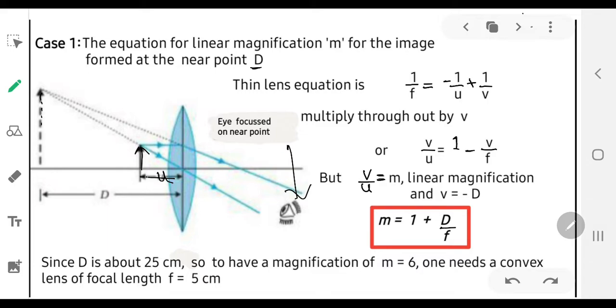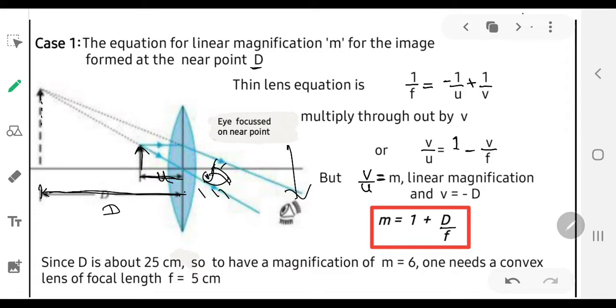So the object is placed at a distance of u and the image has to be formed at a distance of D from the eye. From the lens means, as we have already discussed, the eye is positioned close to the lens on the other side. So here the eye is positioned near the lens, and the image is formed at a distance of D.